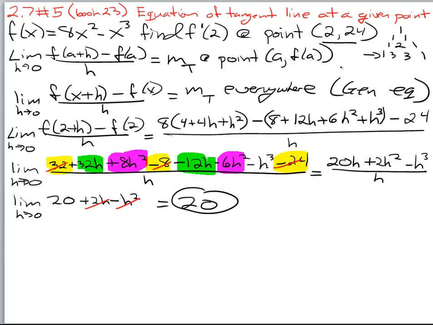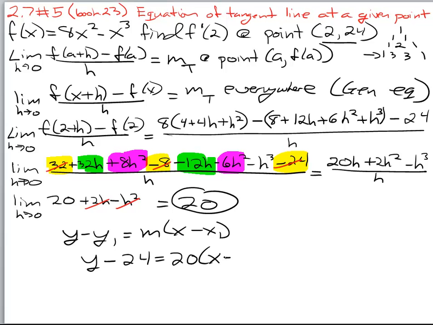So we have a slope, we have a point, we can put it into point slope form, right? y minus y1 equals m times x minus x1. So we've got y minus 24 equals 20 times x minus 2. And that's usually going to be good enough for WebAssign.